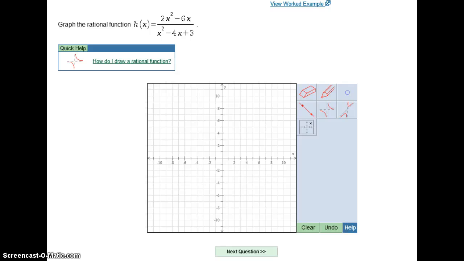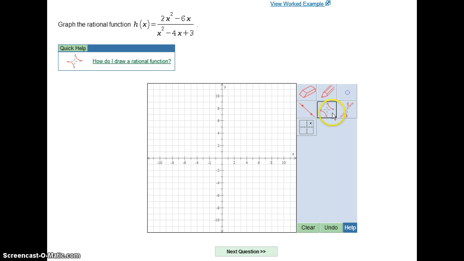Welcome to ALEKS. We're trying to graph a rational function that has a hole. So the first thing I want to do is to type the rational function into my graphing calculator and look at the picture. I also want to factor the denominator so that I know where the vertical asymptote and the hole are going to be. So when I factor the denominator, I have x minus 3 times x minus 1. So my asymptote and hole are going to be at 3 and 1.